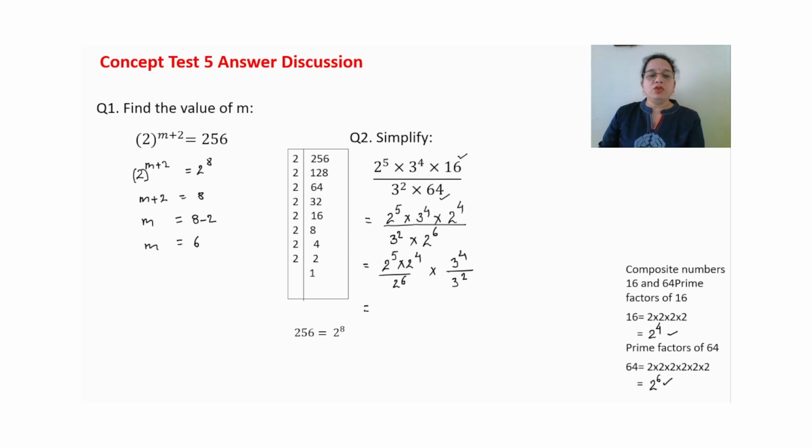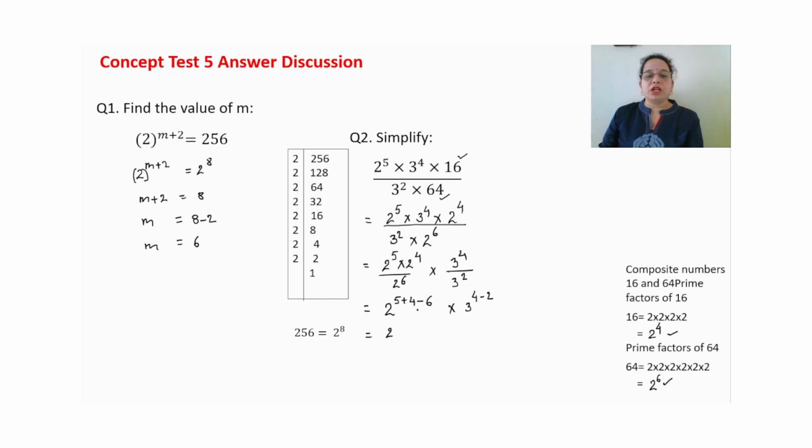Now here we will use the laws of exponents. If the base is the same and multiplication is there, add the powers. If the base is the same and division is there, subtract the powers. I think we can do these two things together. Here these two are in multiplication, so we will add the powers. This 6 is in division, so we will subtract 6. Now 3 raised to the power 4 minus 2.